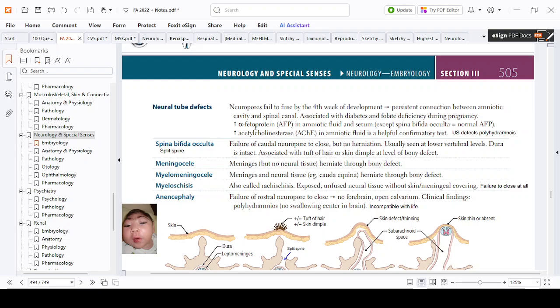We check for neural tube defects with screening by ultrasound and maternal blood level of alpha fetoprotein, and screening is also done for Down syndrome.